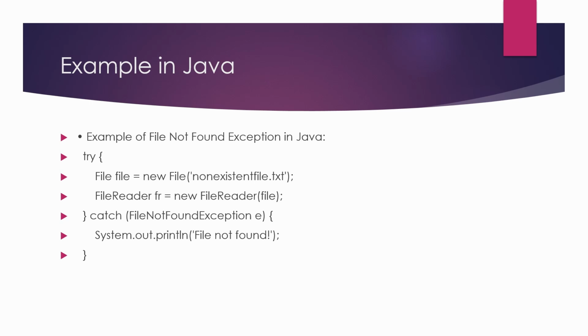Let's look at an example in Java. If we try to open a file that does not exist, a file not found exception will be thrown. We handle this by using a try-catch block. In the catch block, we can print a message to inform the user about the missing file, ensuring the program does not crash.